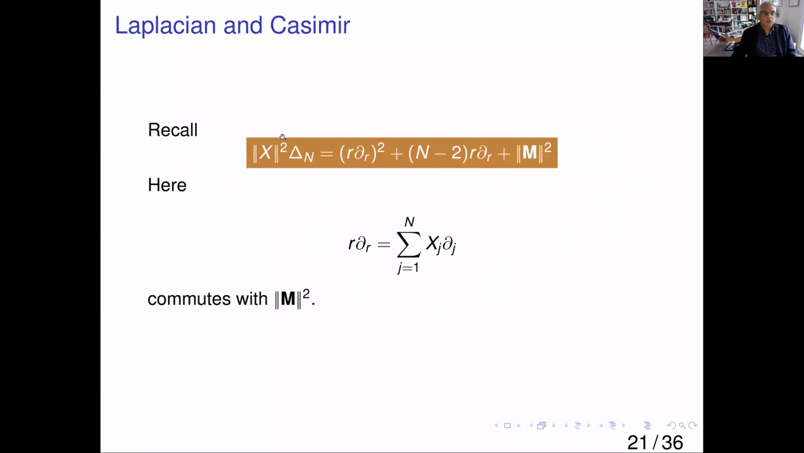Okay, so let's recall this magic formula. Norm x squared times the Laplacian is the sum of three terms. The first two terms are radial differential operators, and the last term is the sum of the squares of the rotation generators. We may recognize these things. You may know it in n dimensions anyway, but in 3 dimensions, certainly it's dealt with in calculus.